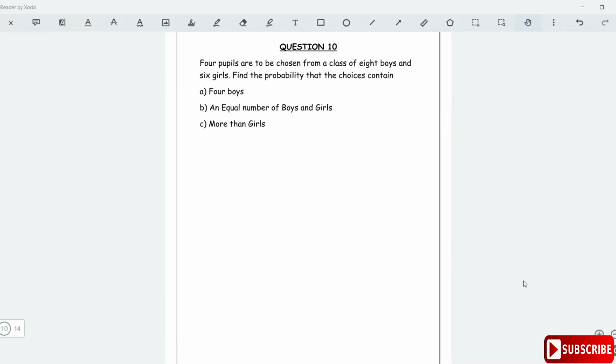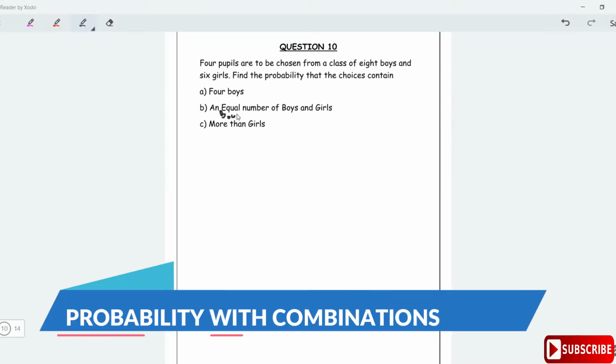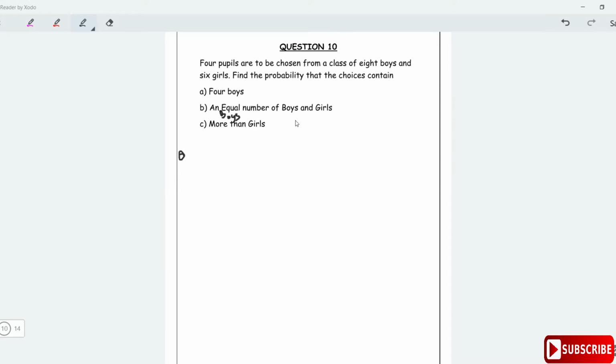And 6 girls. Find the probability that the choices contain 4 boys, an equal number of boys and girls, more boys than girls. We can have more boys than girls. So part A, it says 4 pupils are to be chosen from a class of 8 boys and 6 girls.